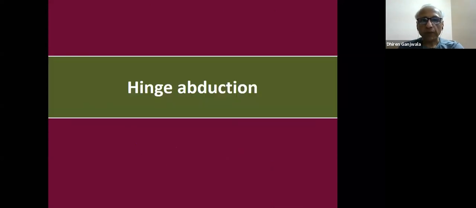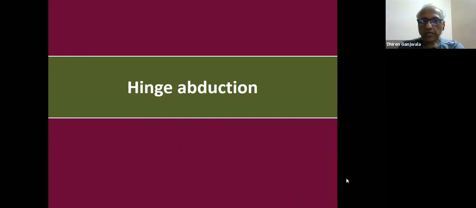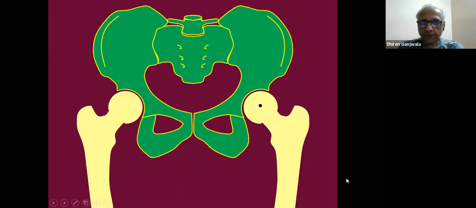Next. Coming to the most important question, the hinge abduction. To understand that concept, let's continue to understand the problem again. In a normal hip, the center of rotation is at the center of the femoral head. So the black dot is the center of rotation.